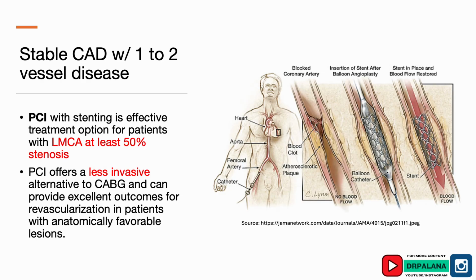Percutaneous coronary intervention, PCI, with stenting is an appropriate and effective treatment option for patients with LMCA stenosis, particularly when the stenosis is moderate, about 50%, and involves additional significant lesions such as proximal LAD. PCI offers a less invasive alternative to CABG and can provide excellent outcomes for revascularization in patients with anatomically favorable lesions. CABG may be considered in cases of more severe LMCA stenosis of at least 70% obstruction or when there is a complex multi-vessel disease.